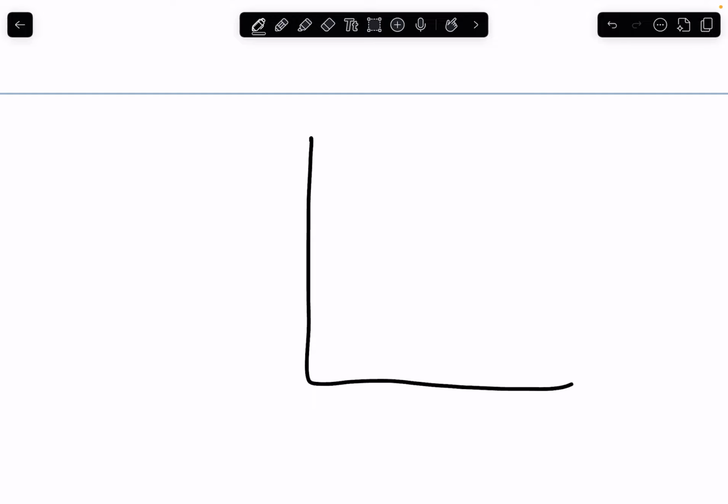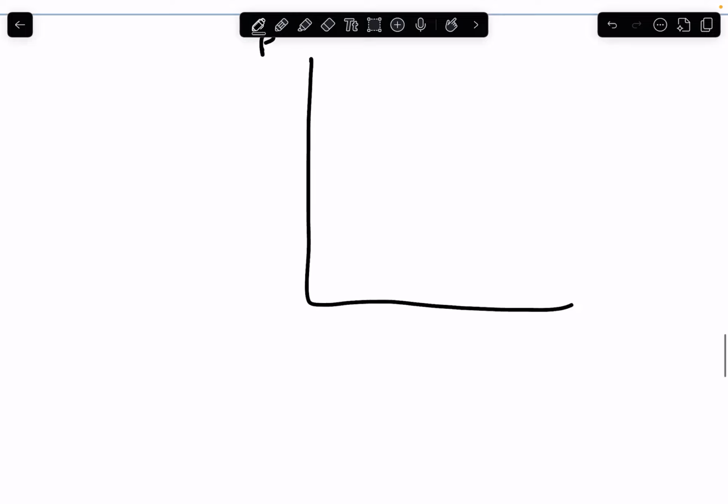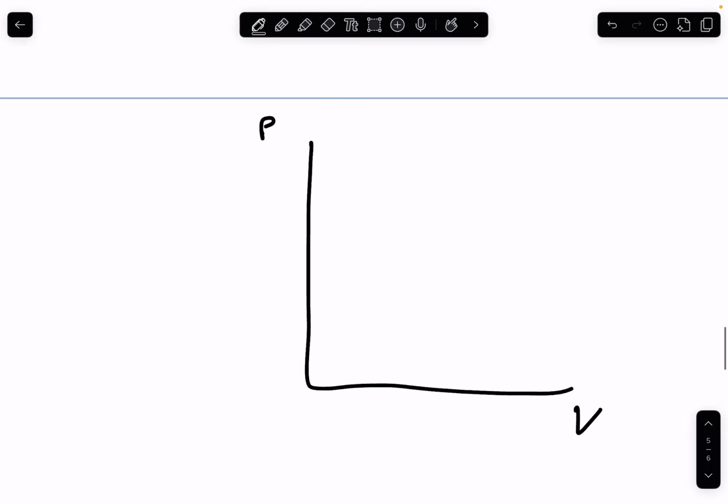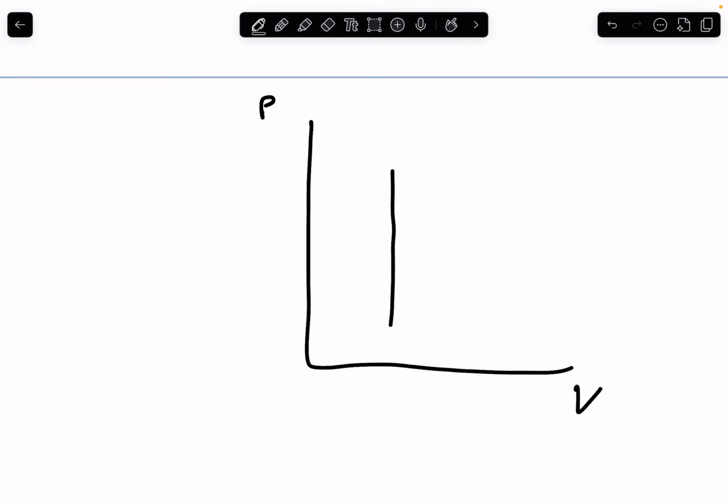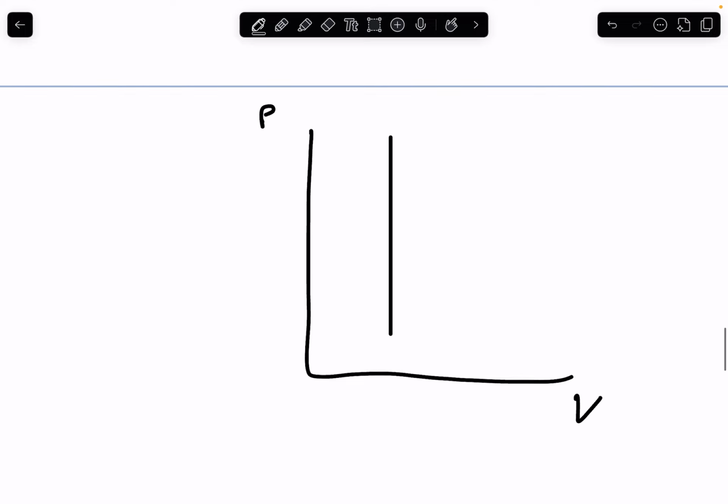Okay, another question. Which of the following processes can be represented as a vertical line on a PV diagram for an ideal gas? Okay, so a PV diagram is a diagram such as this, where P is on the y-axis and V is on the x-axis. So remember the four thermal processes I talked about. One of them can be represented by a vertical line. Which one is it? Well, this is a vertical line where pressure is increasing and volume remains constant.